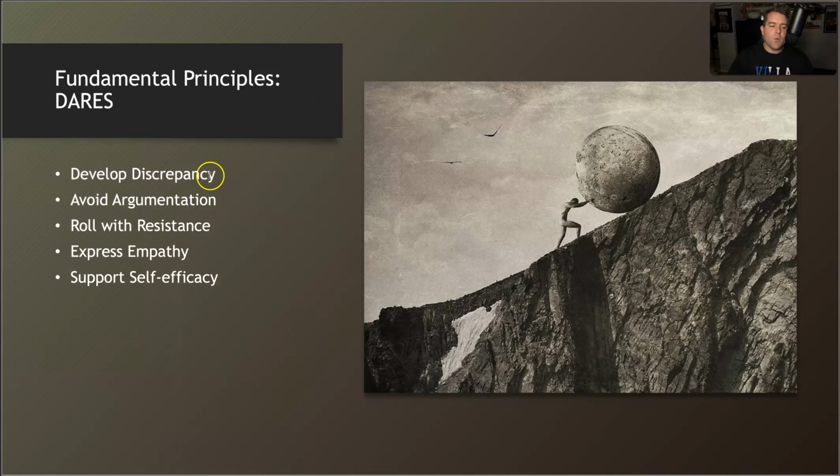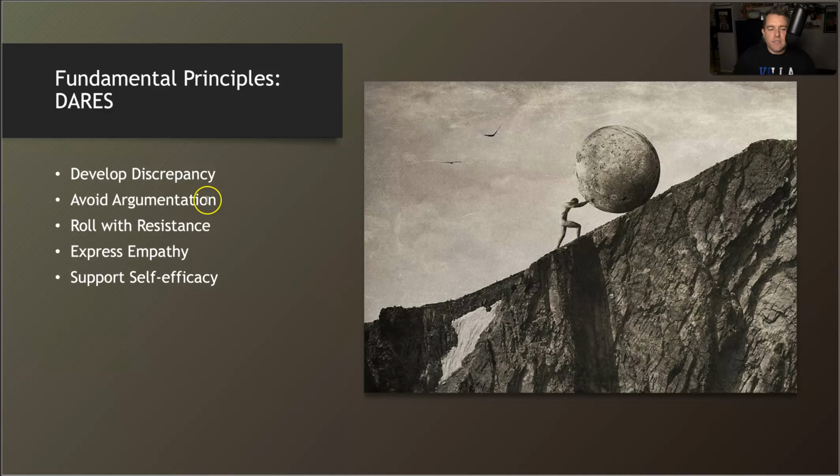Fundamental principles. We're going to develop the discrepancy. You say you want this, but we're seeing this. Okay, you say that you're kind of ambivalent to treatment, yet you're also able to acknowledge that there's a lot of things going wrong. How do we navigate through there?